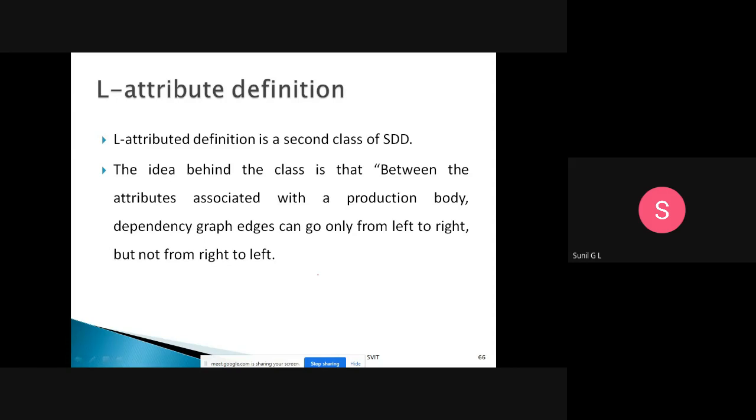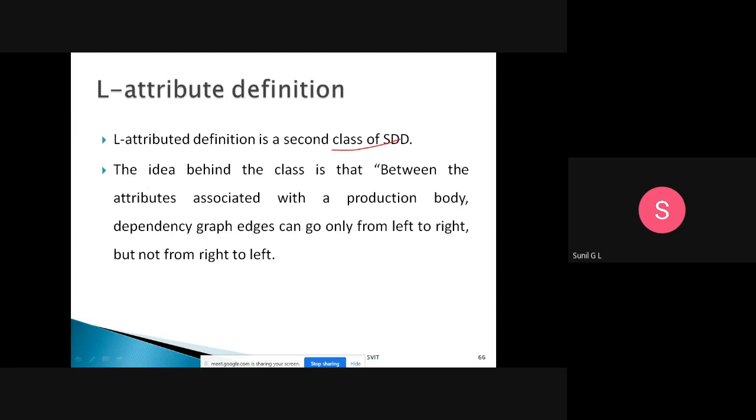So what do we mean by an L-attribute definition? If an SDD contains only synthesized attributes, then we call it an S-attributed definition. An L-attributed definition is one that contains inherited and also synthesized attributes, both. This L-attributed definition is the second class of SDD.